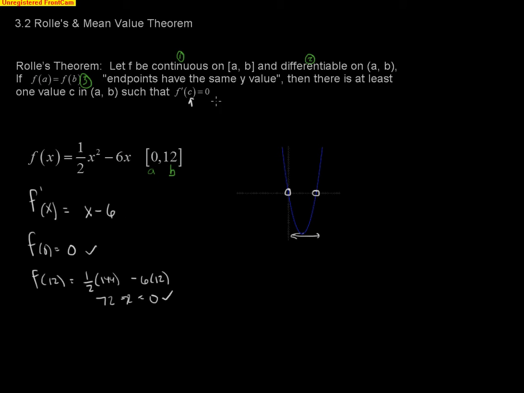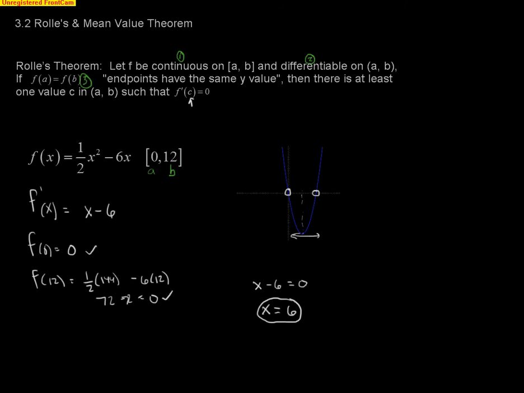So the way we find that, after the three things of being continuous, differentiable, and having the same endpoints, is you just find the critical value. And again, we find critical values by taking the derivative, which was x minus 6, and setting that equal to 0 and solving for x. So pretty easy right here. We just move the 6 over. And we know that at x equals 6 is where we're going to have a max or a min occur between 0 and 12, which makes sense because x equals 6 is right about there. Okay, so that is Rolle's theorem.